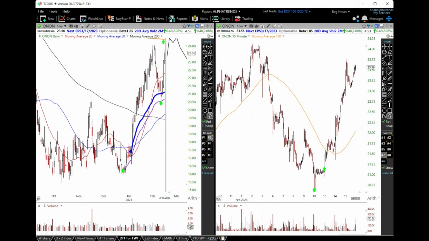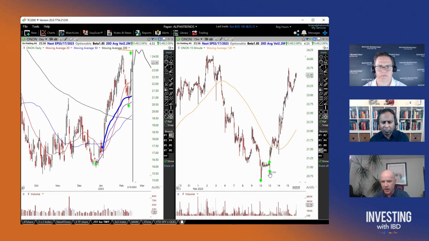I could have owned it lower than where I bought it, as it touched that volume weighted average price, which was right here. I bought right here instead, after the morning shakeout, and my stop was under here. If I bought there, where does my stop go? I don't know. But here I have a level to protect against.